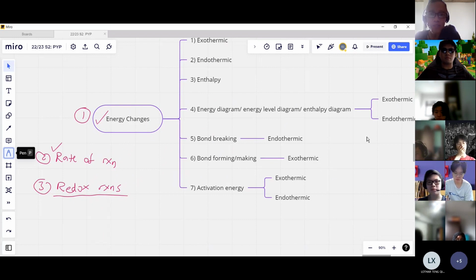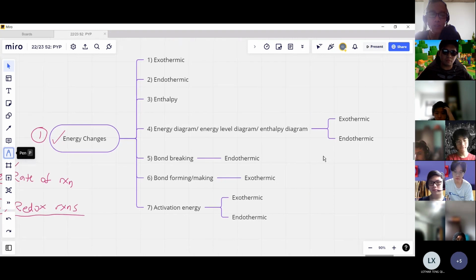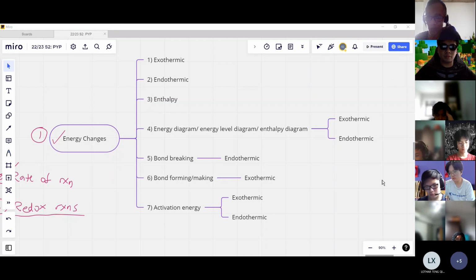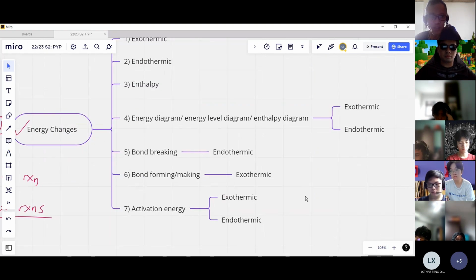I have actually given you the outline right here on the mirror board. It essentially boils down to only 7 elements for this topic on energy changes.